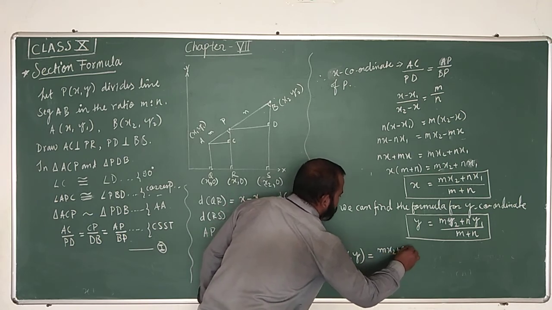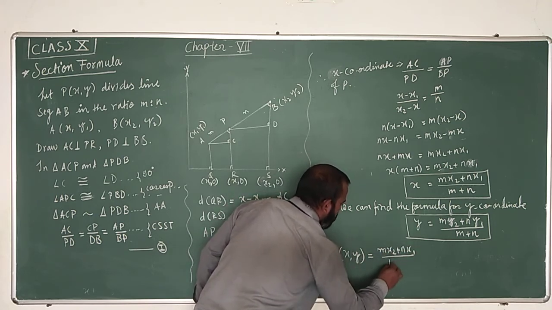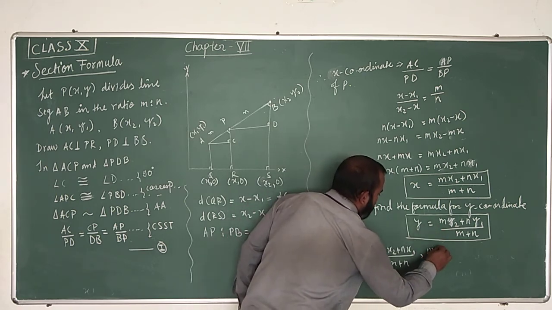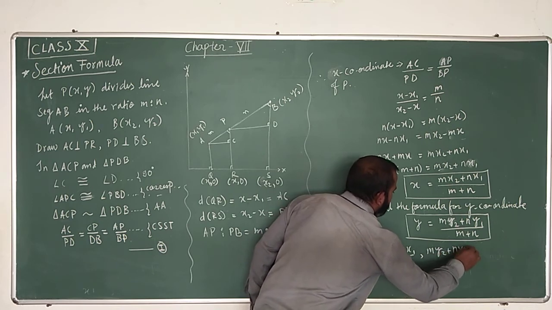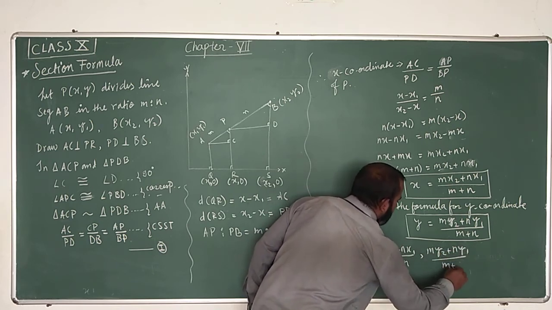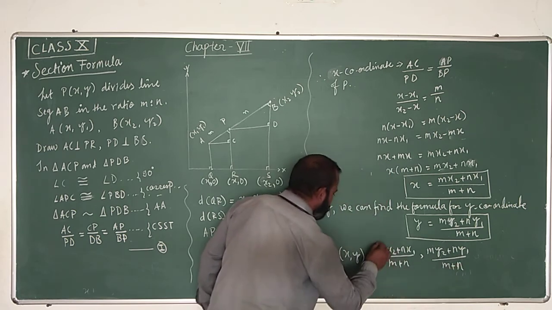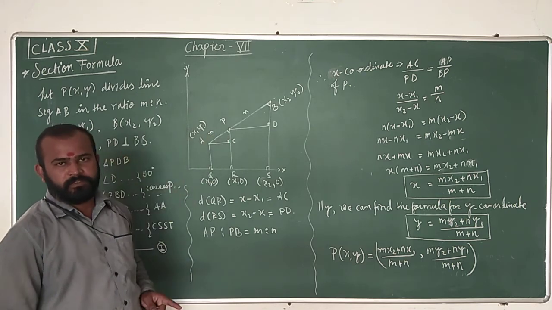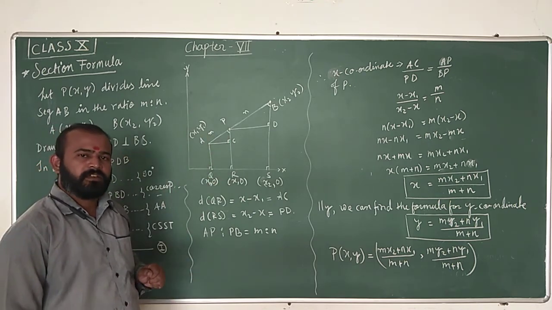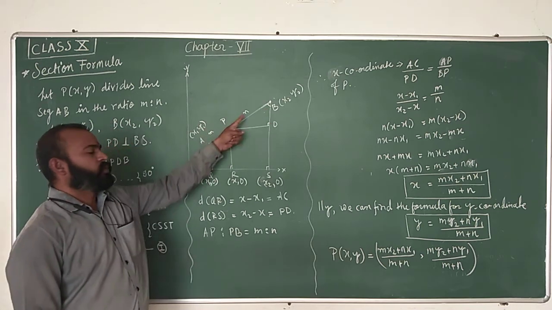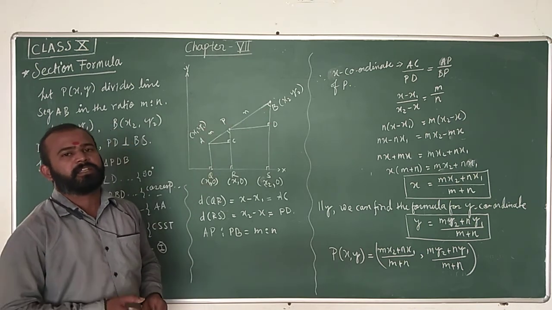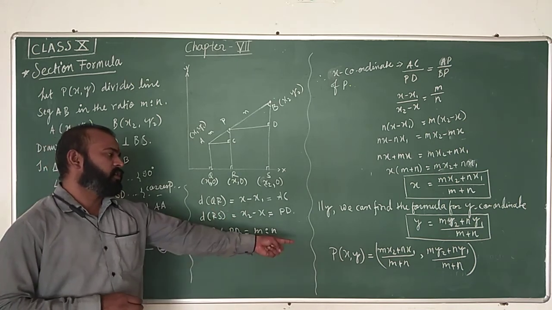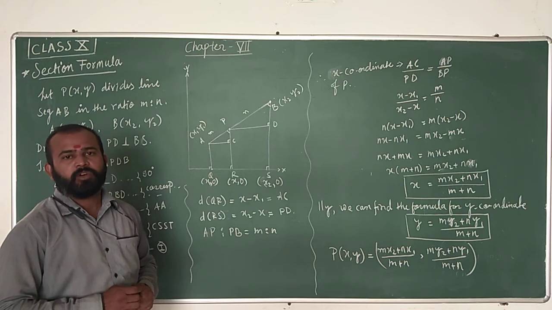(mx2 plus nx1) upon (m plus n), comma, (my2 plus ny1) upon (m plus n). So this is the formula for finding out the coordinates of point P, if P divides the line segment AB internally in the ratio m is to n. This is how we can find out the formula for that point P.